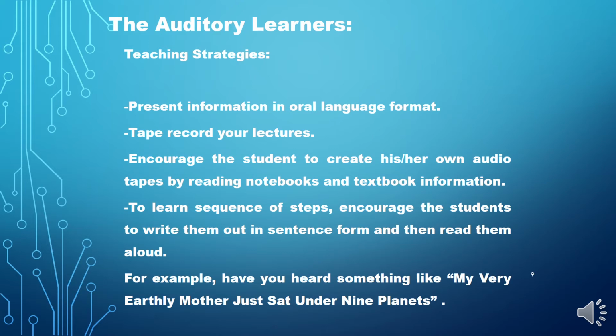For example, you must have heard something like, "My very early mother just sat on the 9 planets." That's how some learners try to remember the solar system when they're trying to memorize the 9 planets that we have: Mercury, Venus, Earth, Mars, Jupiter, Saturn, Uranus, Neptune, Pluto. So they create it in form of a sentence just for them to remember it. Those are the auditory learners.